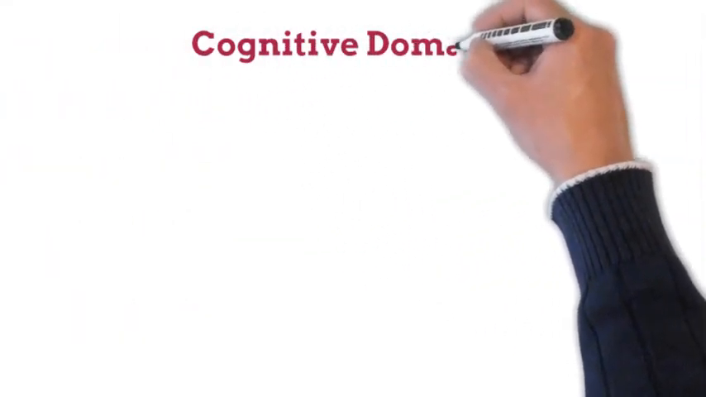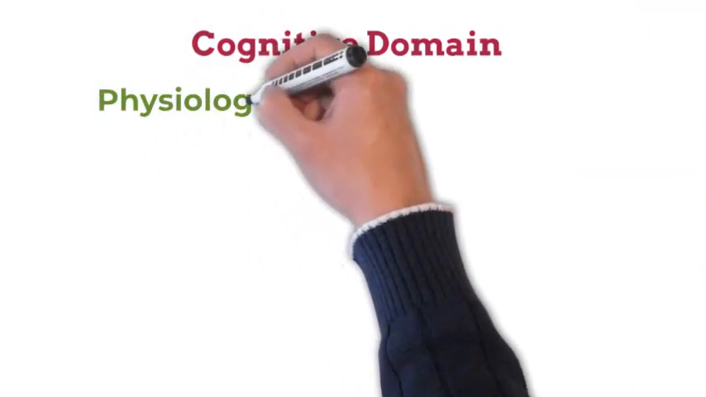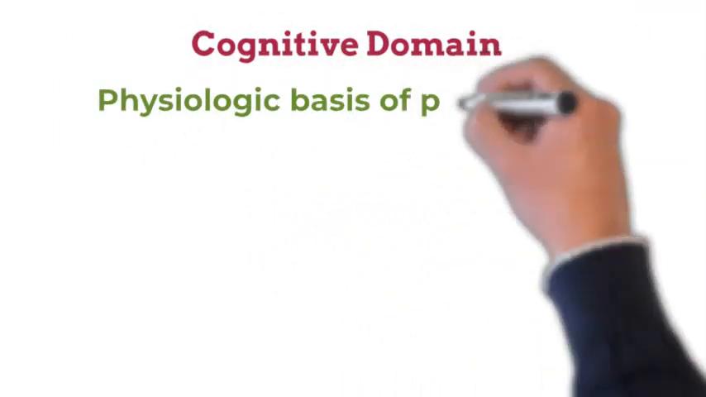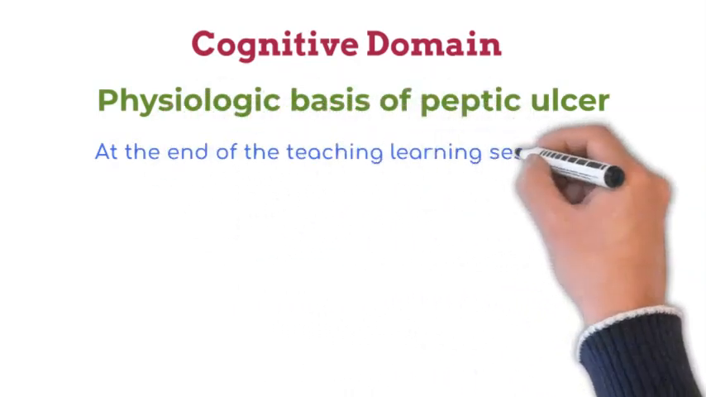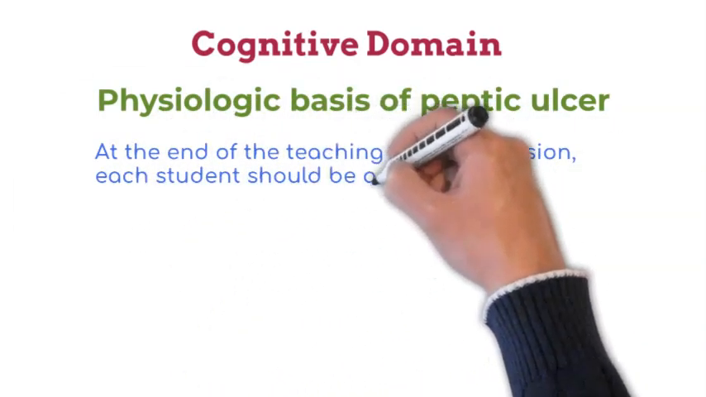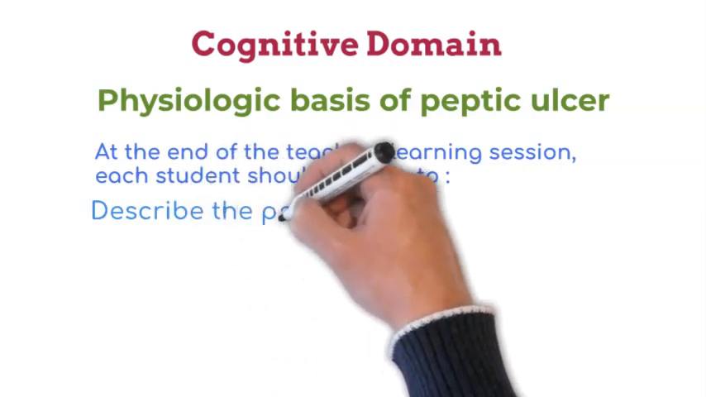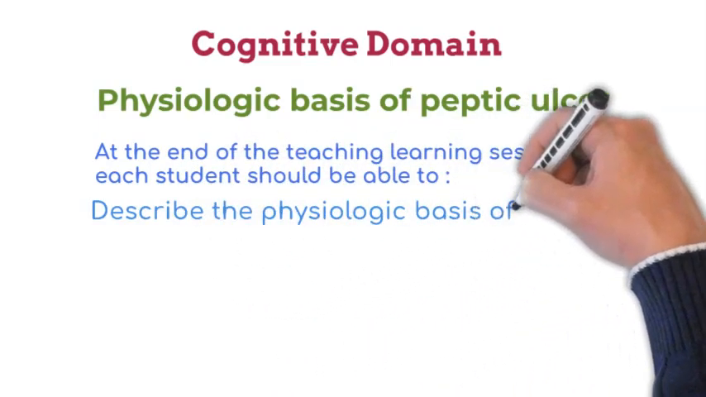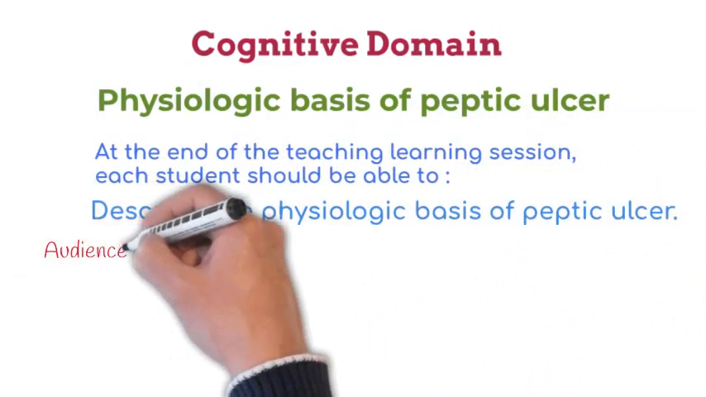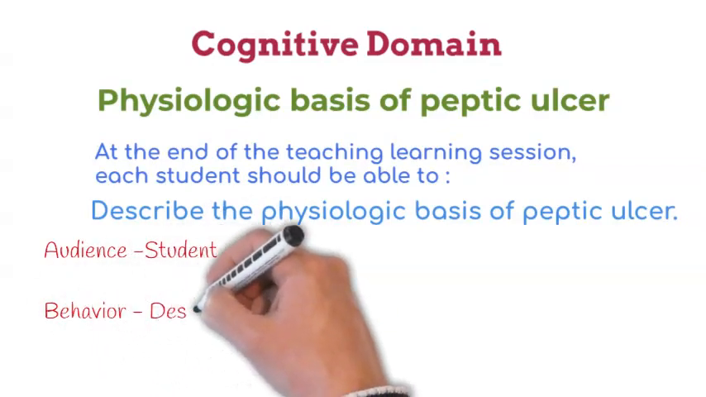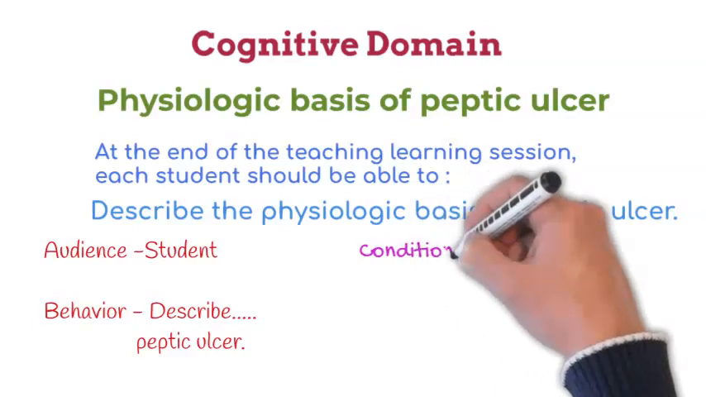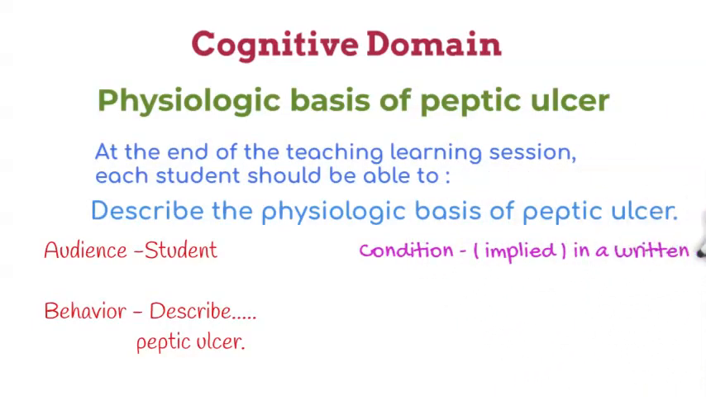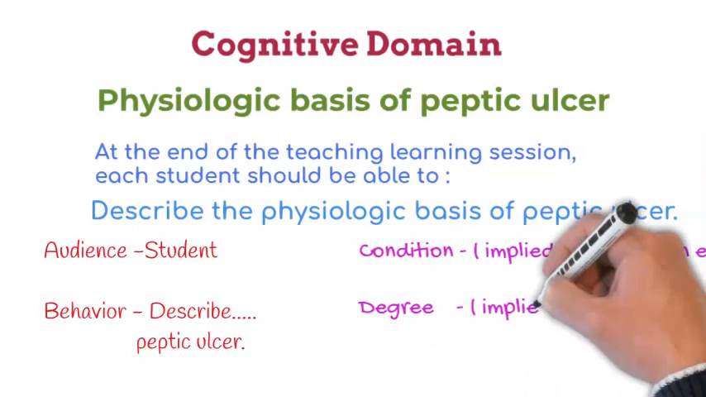Writing learning objectives pertaining to the cognitive domain. The topic is physiologic basis of peptic ulcer. At the end of the teaching learning session, each student should be able to describe the physiologic basis of peptic ulcer. So the audience is the student, behavior is describing the basis of peptic ulcer. Condition in this case is implied in a written exam or in a viva voce, and degree is implied, that is correctly.